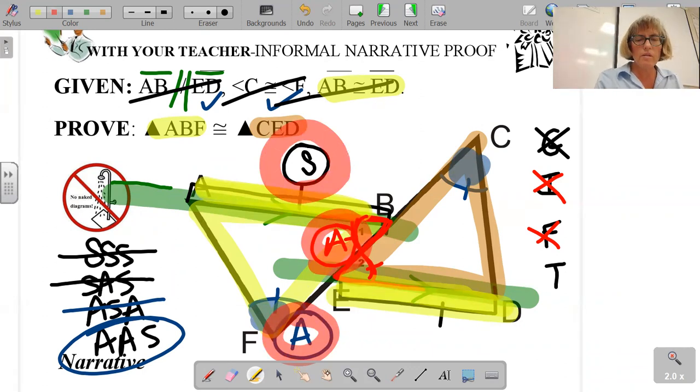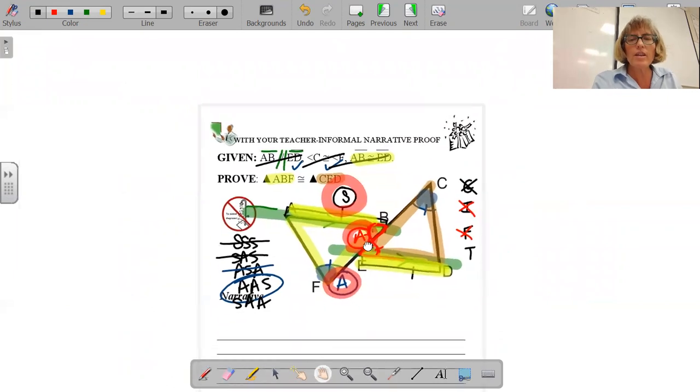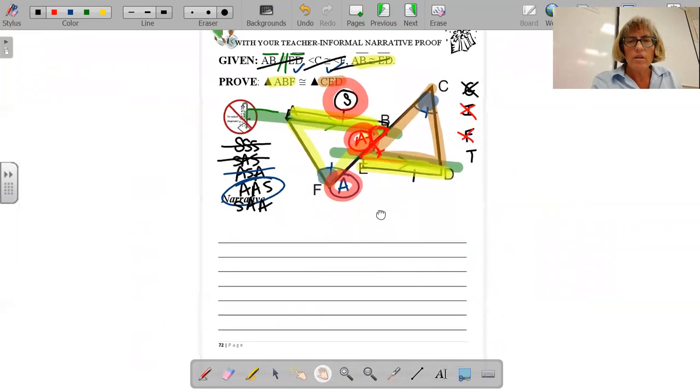Or you could say side, side, angle. Same thing. Excuse me. Side, angle, angle. So you could call this angle, angle, side, or side, angle, angle. That's the same thing. All your work is done on the diagram. Your write-up is kind of an afterthought.